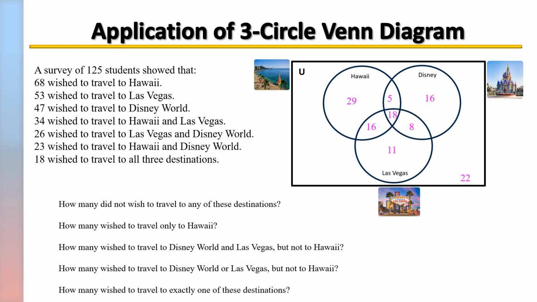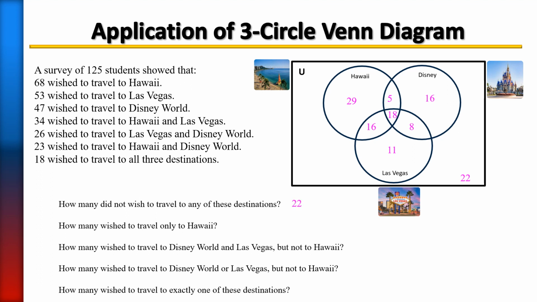Okay, let's answer the questions. We'll start with the first one. How many did not wish to travel to any of these destinations? And that would be those who are outside of the circles. And how many do you see there? Yes, it's 22. 22 people did not prefer any of those three destinations.